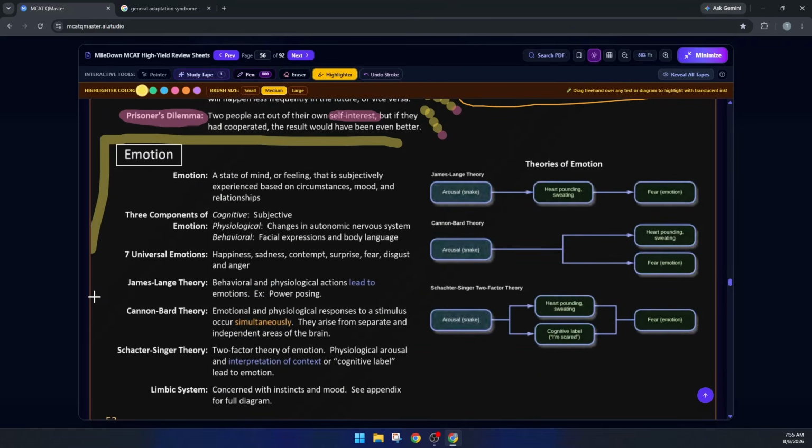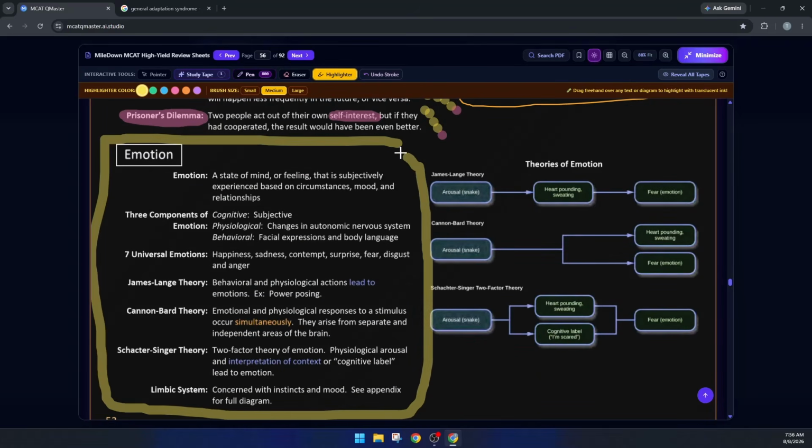All right, so now we're on emotion. There are 3 theories of emotion. This picture summarizes it pretty well. Once you read through the 3 theories, read through these example diagrams here, and this will make it more clear. So emotion, what is it? It's a state of mind or feeling that is subjectively experienced based on circumstances, mood, and relationships. So it's subjectively experienced, and it's a state of mind or feeling.